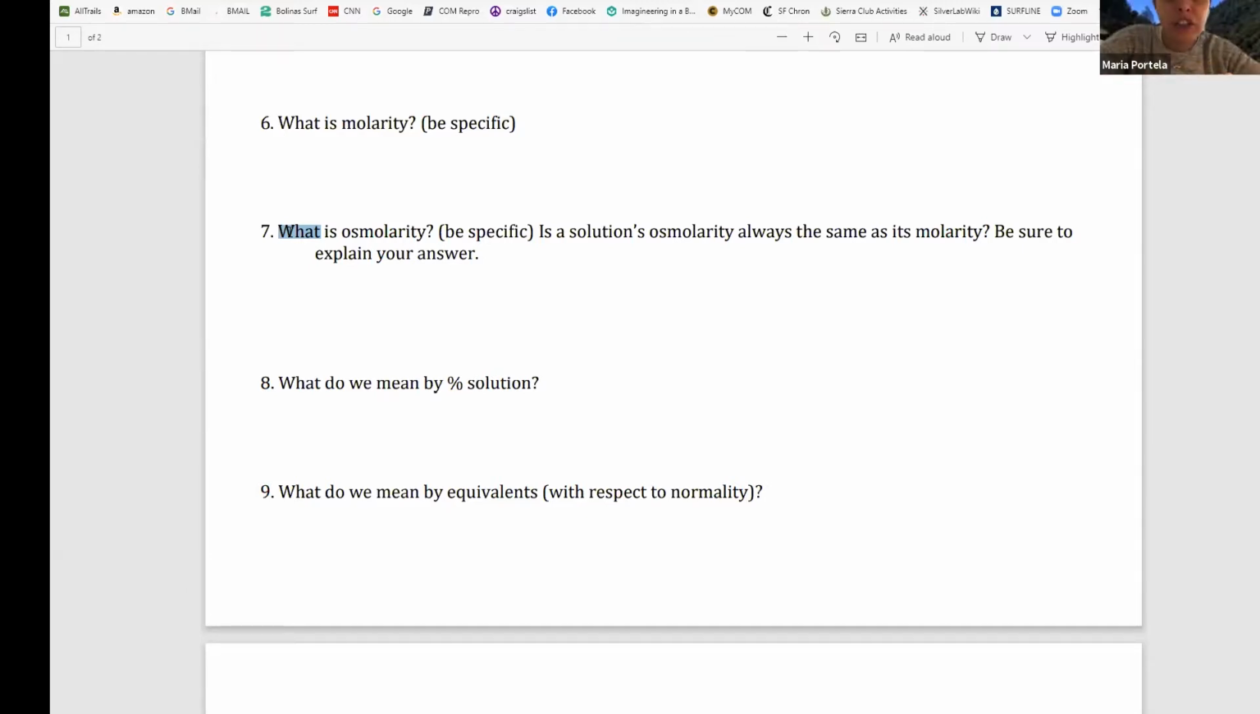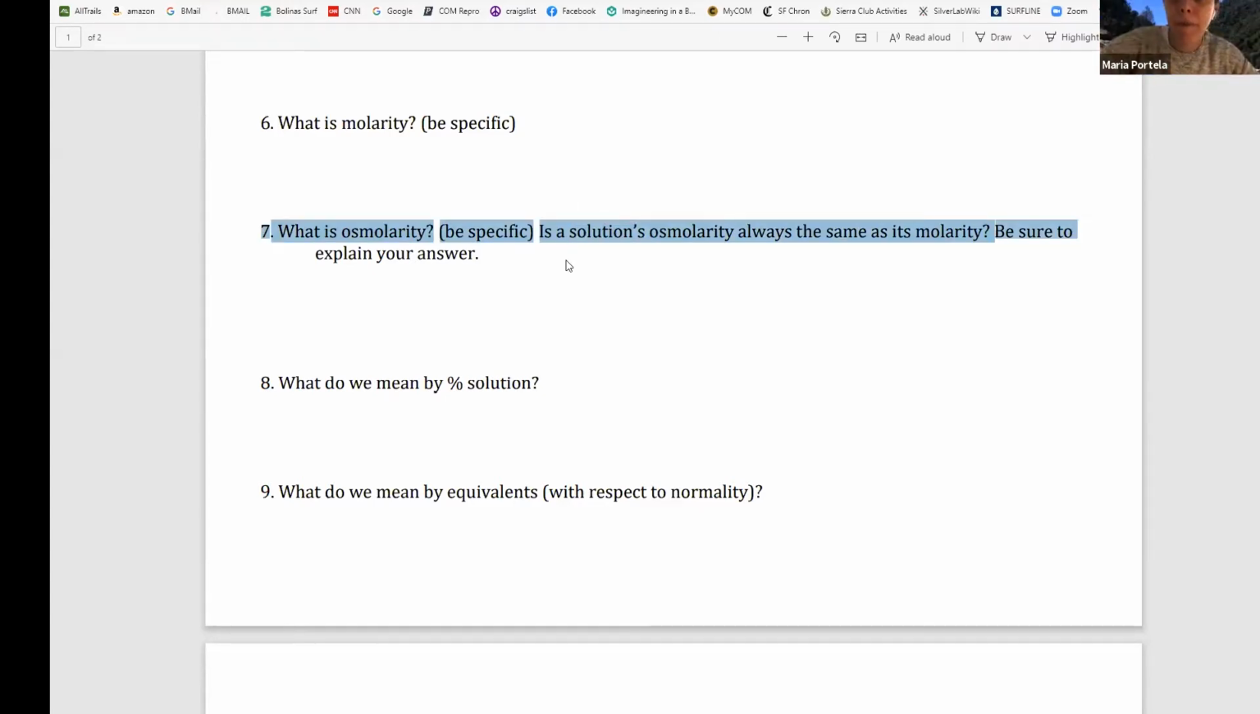Is it the concentration of the solute in a solution that affects osmotic pressure? Yeah, it's the sum total of all the solute particles that will affect it. When we talk about molarity, we're talking about some particular compound. When we talk about osmolarity, we just mean all the little particles that can affect osmosis. And is it always the same as molarity?